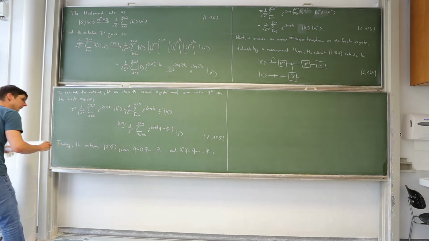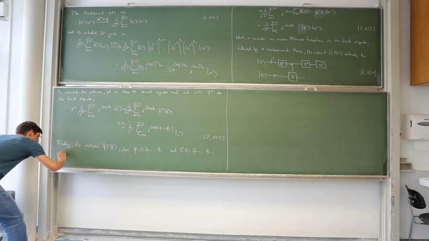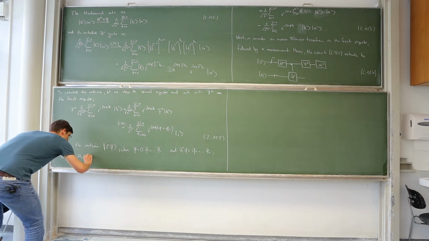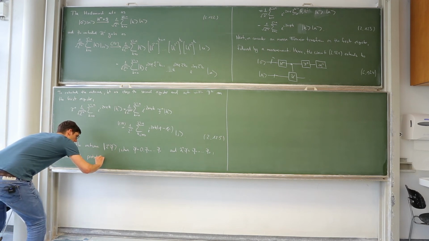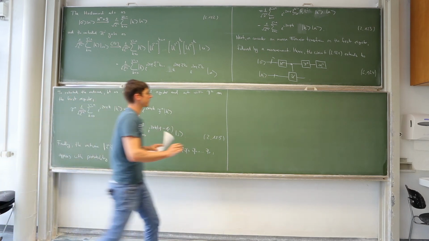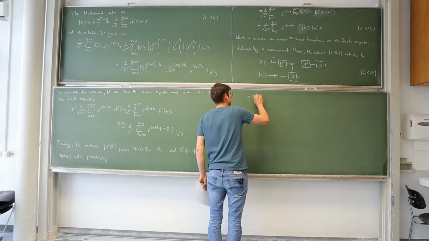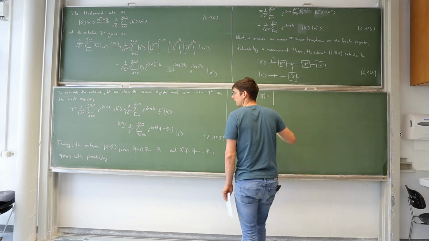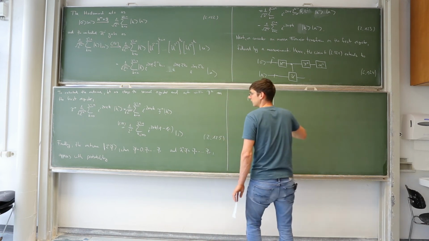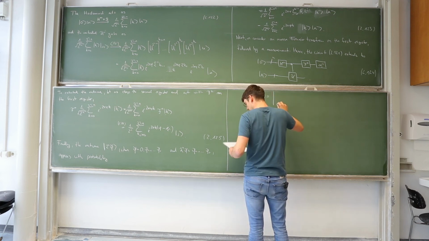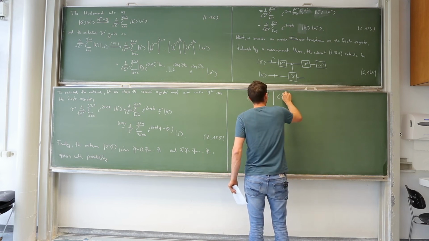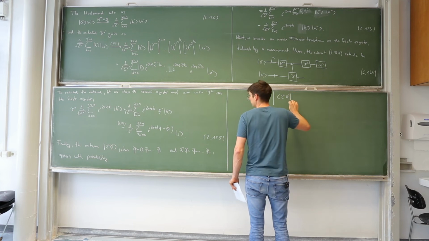So this appears with the probability. So the probability to get the outcome 2^n phi tilde is equal to this state. How should I write it down? Okay, it's 2^n phi tilde, and then the state here.